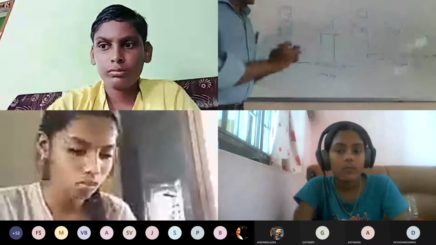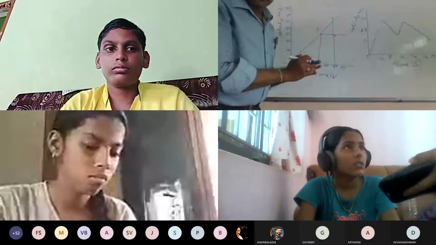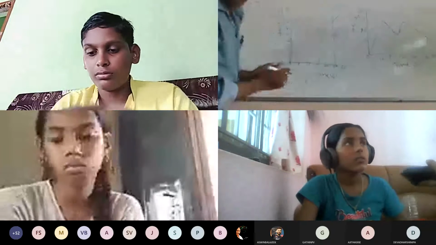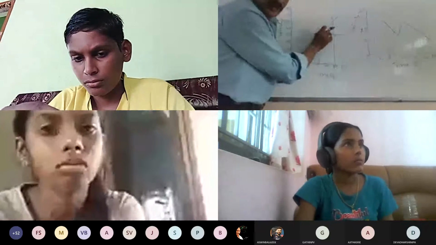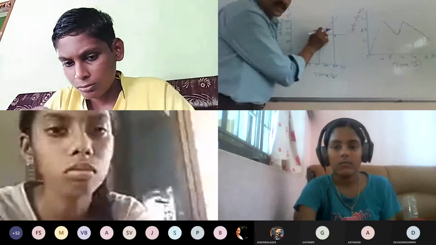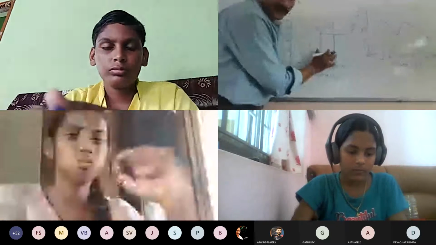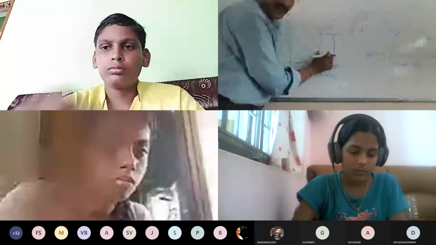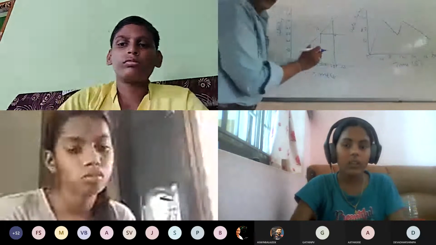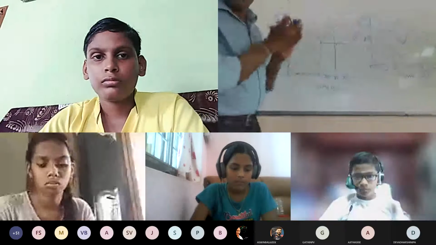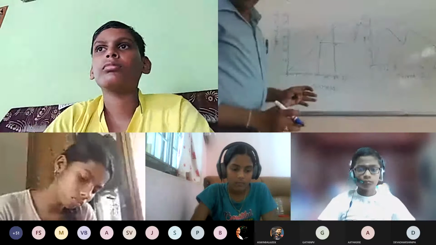I want to find the distance traveled by car, அப்படினா என்ன பண்ணனும்? I want to find both the areas. I want to calculate the area of the triangle and the area of the rectangle. So this is a triangle, this is a rectangle. If I calculate the areas and add, I can get the total distance traveled by the car.